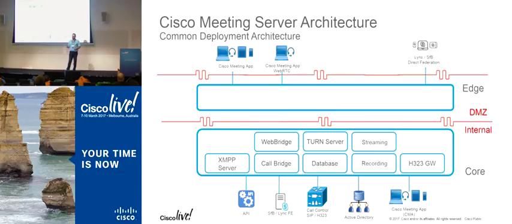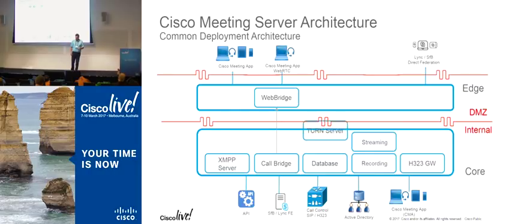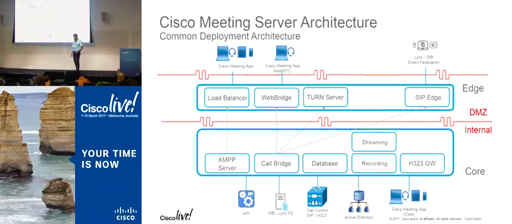And then what we do is we move the edge components, or the external components we want visible externally, and the firewall traversal components into that edge server. So we move the web bridge for external WebRTC connectivity. We move the turn server for firewall traversal into the edge. And then we move the load balancer, as I mentioned before, that's our XMPP proxy, into the edge as well. And then we can also add the SIP edge for B2B and also Office 365 direct and open federation.